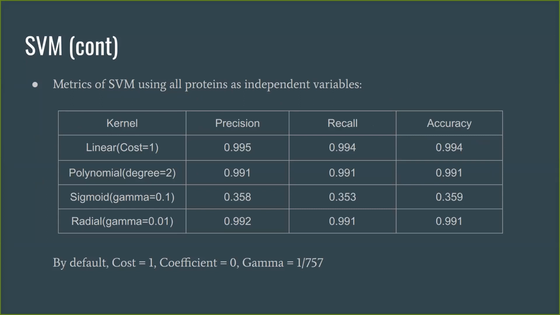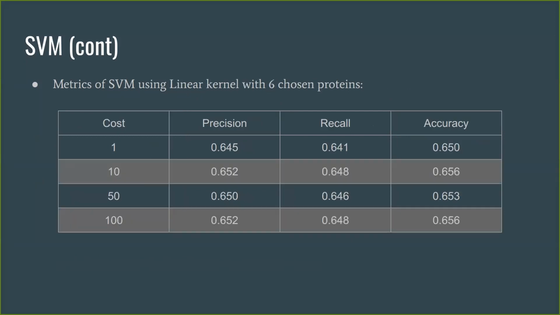So first of all, we train the SVM model using all the proteins as the independent variables, and we can see that with the full model, most of the kernels perform quite well. And these are the results from the test set. Later on, we train our SVM model using the 6 chosen proteins. With the linear kernel, we can see that cost equal to 10 and 100 perform similarly, and they are the top performance in the linear kernel.